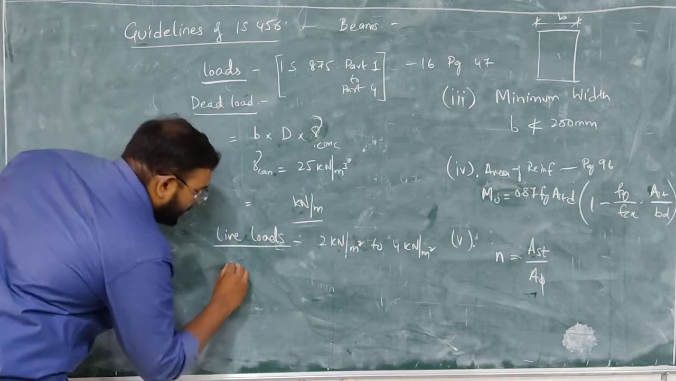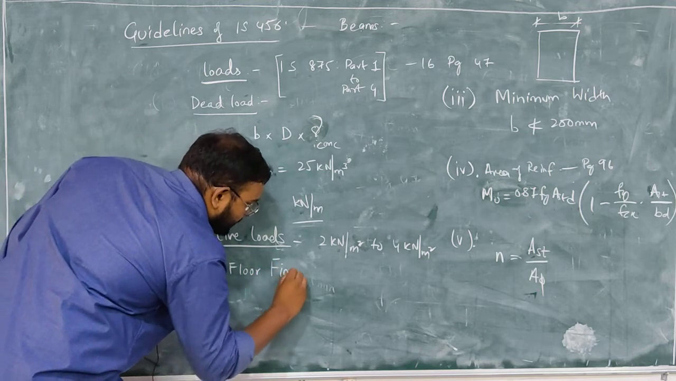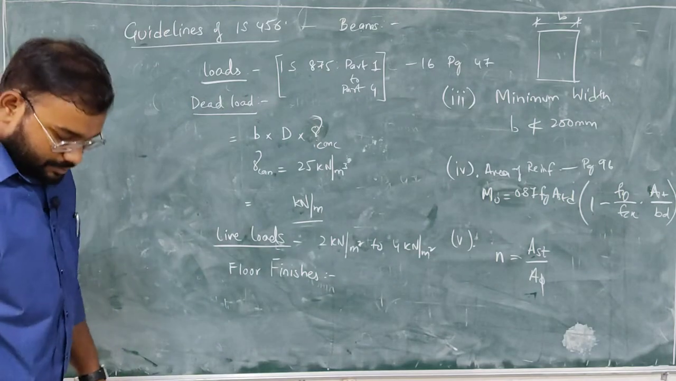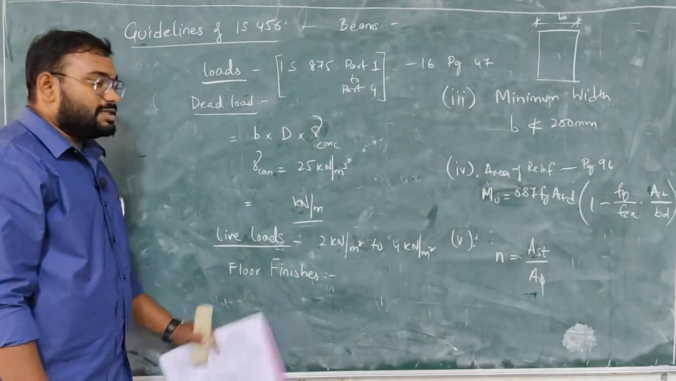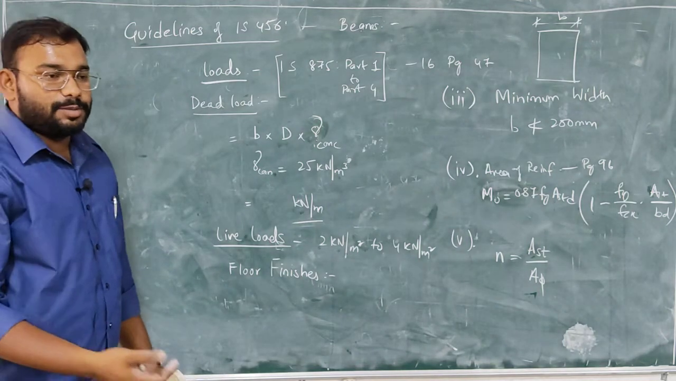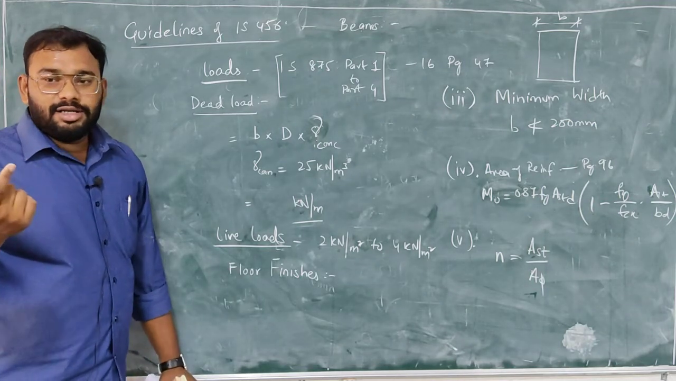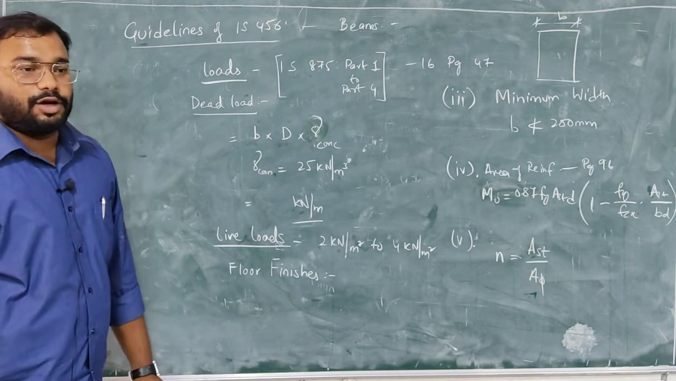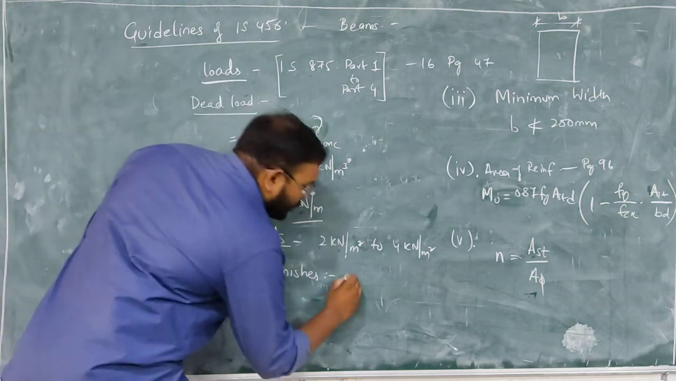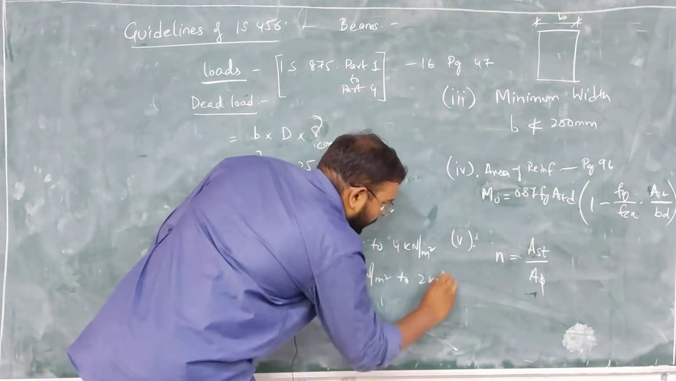The next type of load, which comes under live load only, is floor finishes. Floor finishes means the load of the flooring, the weight of flooring. What material is used? Suppose you are using granite material, that will have more density, it will be heavier. If you are using this type of flooring, it is lighter. So we have different flooring weights. Generally we assume this value to be 1 kilonewton per meter square to 2 kilonewton per meter square.